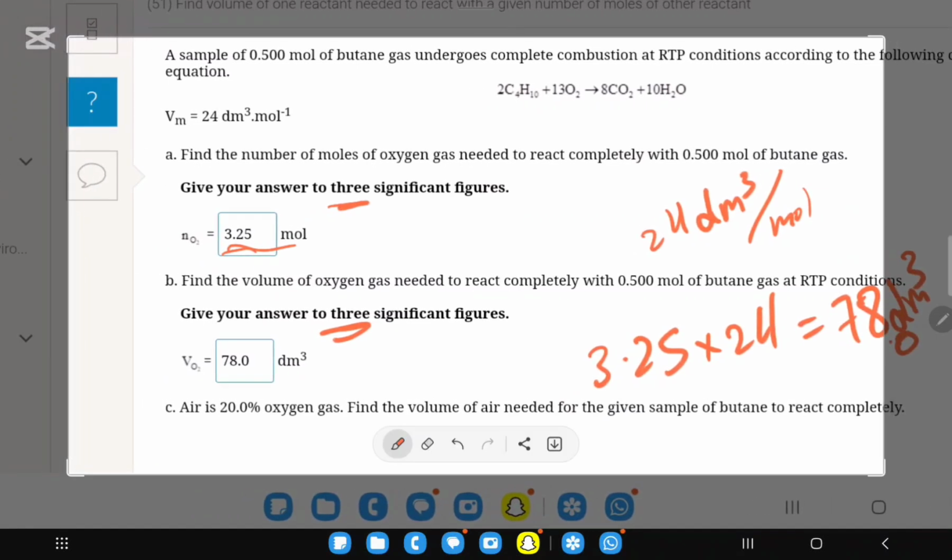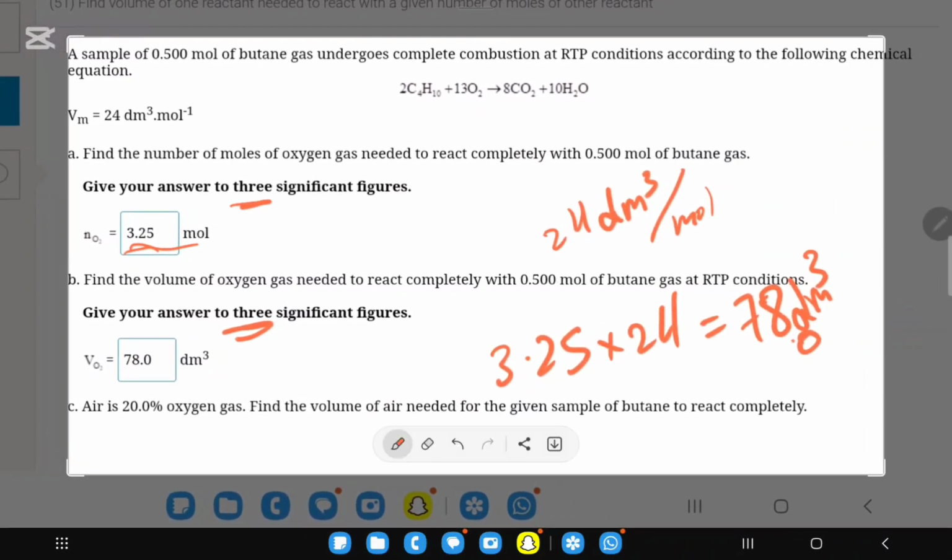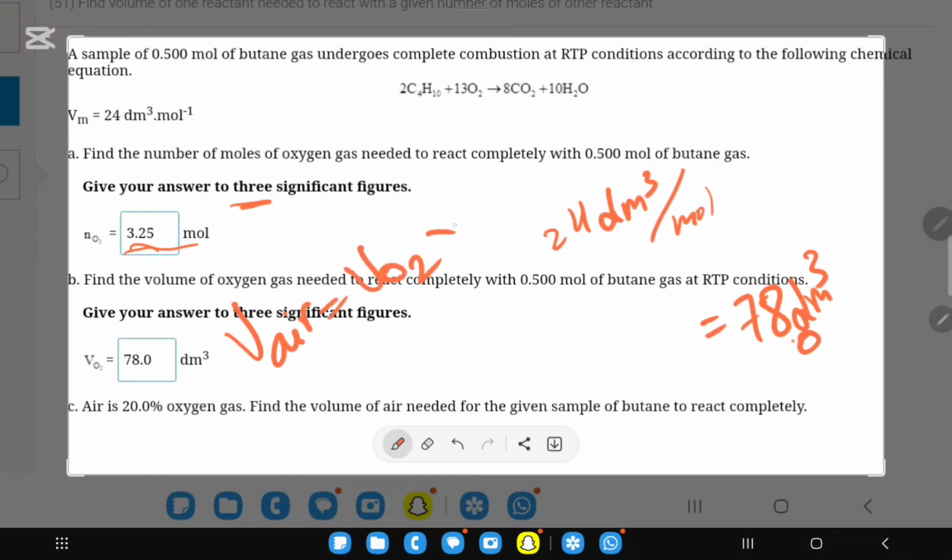Air is 20% oxygen gas. Find the volume of air needed for the given sample of butane gas to react completely. As we said before, V air is equal to VO2 times 5. Now we have VO2 is 78.0 times 5. 78 times 5 is 390 decimeter cubed.